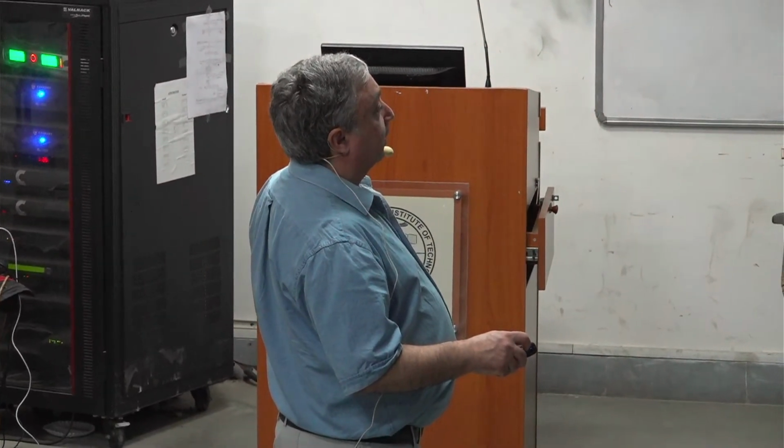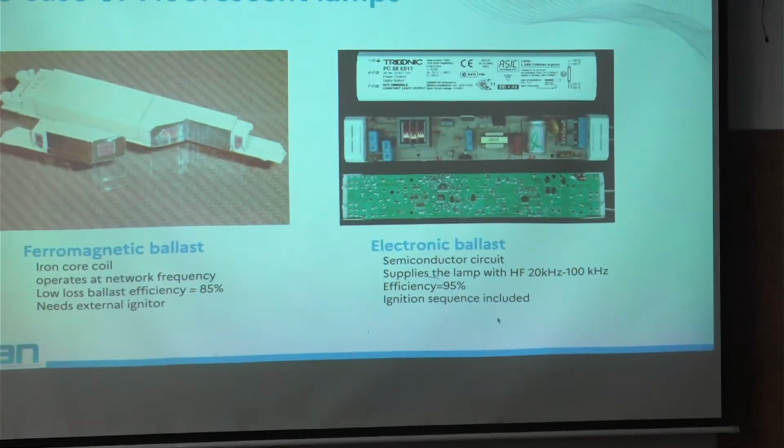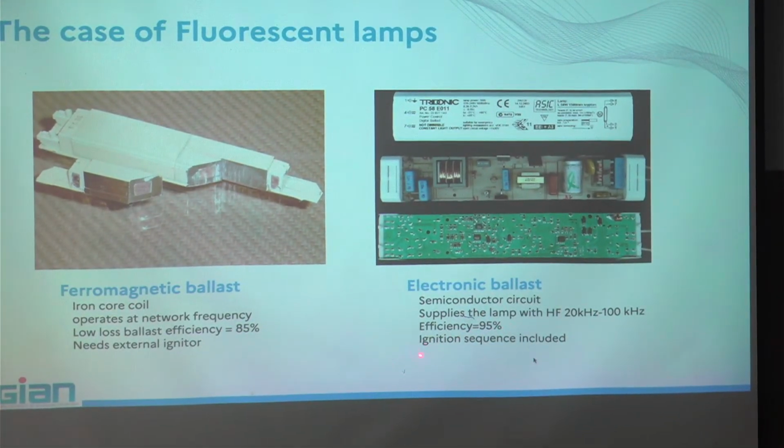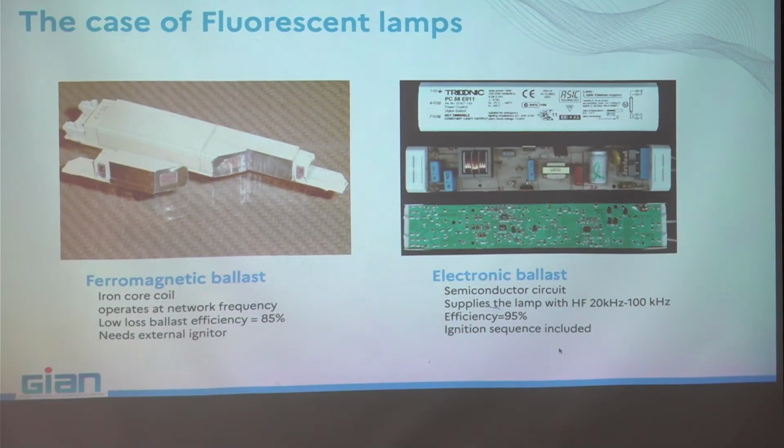This is an electronic ballast. It supplies the lamp at frequencies from 20 to 200 kilohertz, with very high efficiency, and you can include an ignition sequence. You can also include what we call electrode preheating in order to reduce damage to the electrodes. This is not possible with that one.